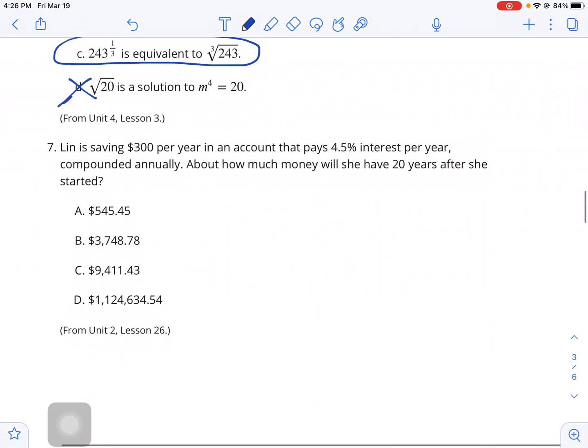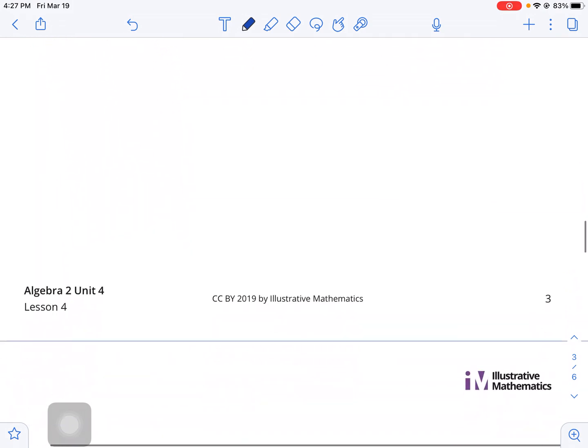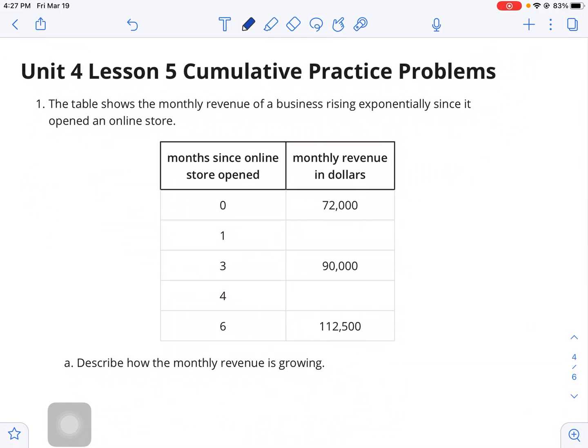Number 7, it should not have shown up on your PDF. I'm going to have to figure that out, but this is from a lesson we didn't do, so I'm not going to go into that now. So we can skip that. And then on to lesson 5.